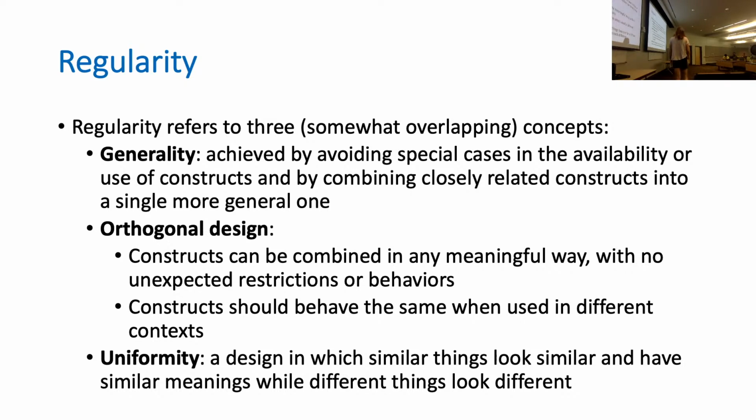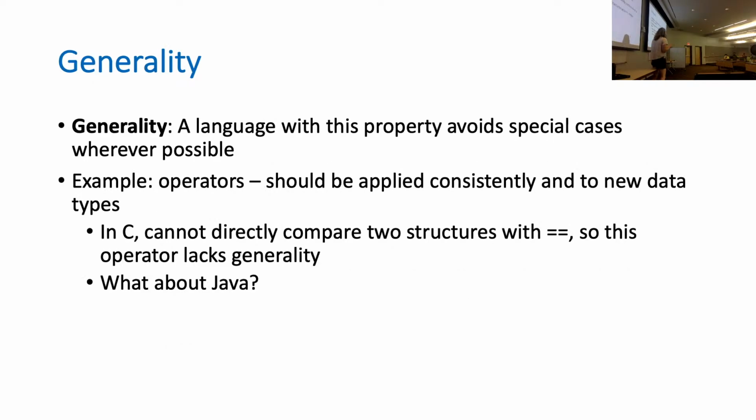Okay? Orthogonal design is that constructs can be combined in any meaningful way with no unexpected restrictions in behavior. Basically, constructs should be the same when they're used in different contexts. And uniformity is a design in which similar things look similar and have similar meanings while different things look different. All that just kind of sounds like a lot of vague, abstract stuff. So we're going to tie all of this to actual physical examples.